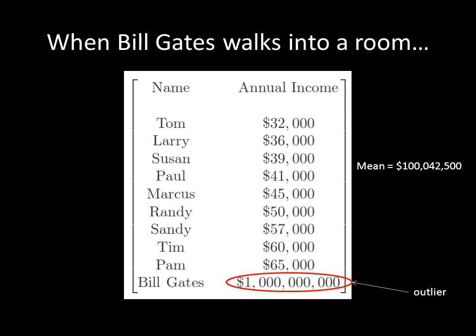And that's not quite representative of the annual incomes of many of the people in the sample, which is more in the range of $30,000 to $65,000. And so when Bill Gates enters the room, he is an outlier, a statistical outlier. He has an exceptionally high income that can skew the average.